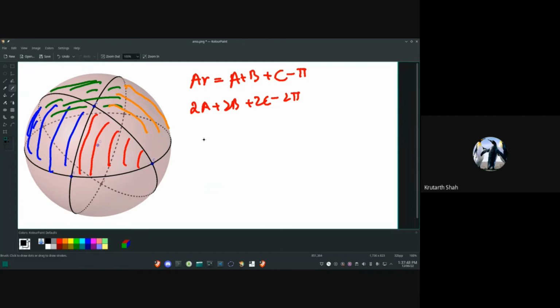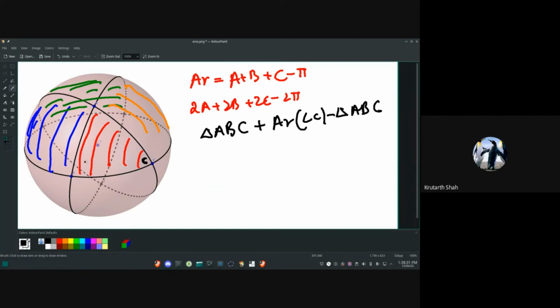You can do that in many ways. You can consider the area of all lunes and then remove the extra portion. Or you can do what I'm going to do, which is consider the area of the hemisphere. It consists of the red region, blue region, green region, and the orange region. The red region is nothing but the area of ABC. The blue region is the lune formed by the angle C, so the area of the lune C minus triangle ABC.